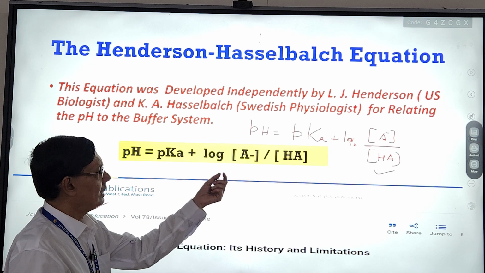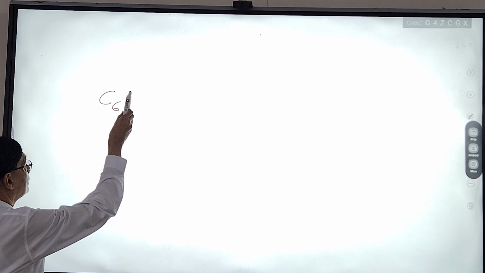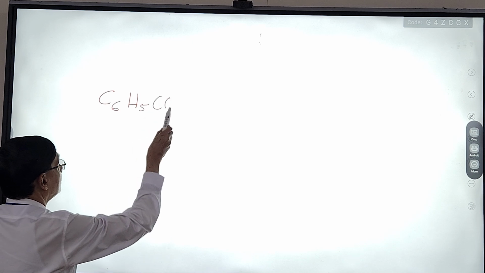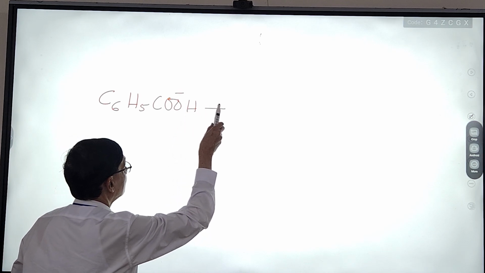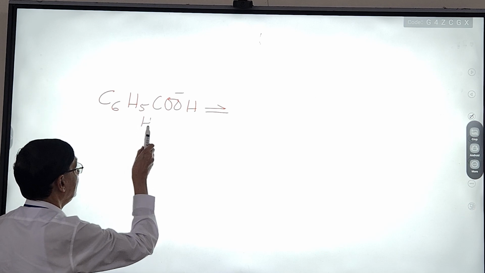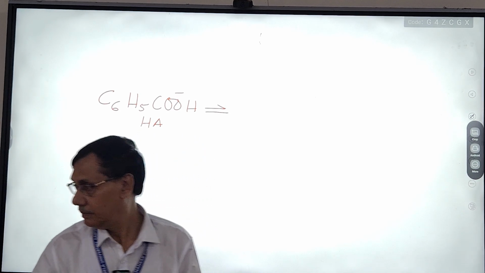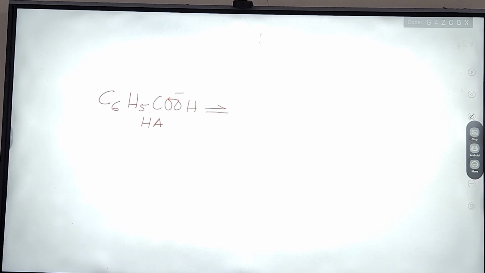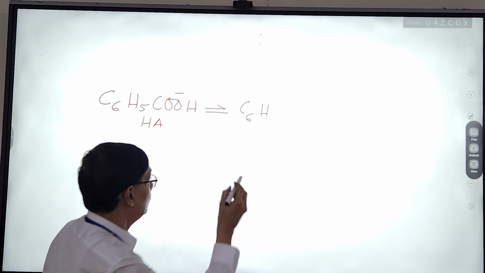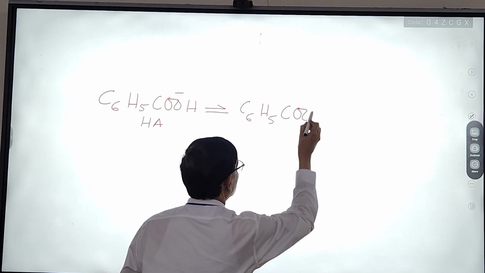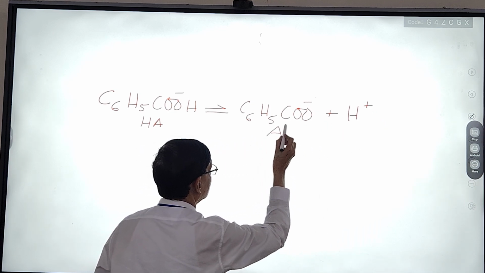So I will take 1 minute to derive this equation. You know that if I take benzoic acid, C6H5COOH, it will form C6H5COO negative and H positive. You can write it as the H conjugate and this H.